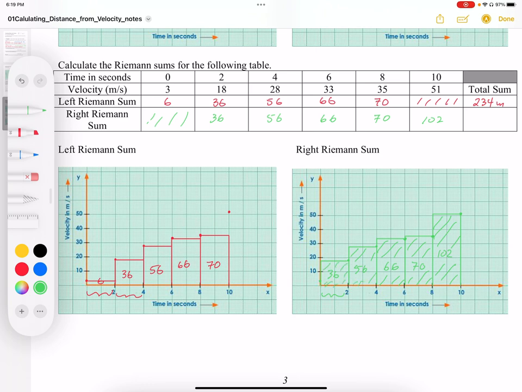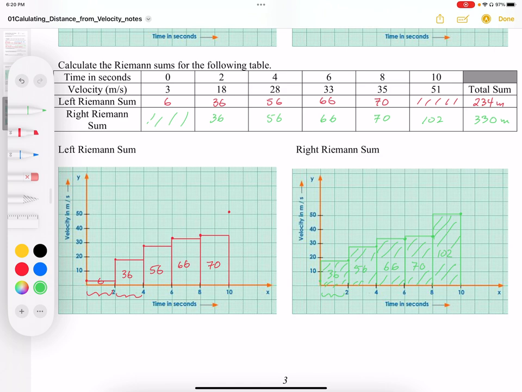Okay, so velocity is our vertical, meters per second, times the width, so meters per second times seconds gives us meters. When I add this all up, I get 36, 56, 66. That looks like to be 330 meters is the displacement for our right edge Riemann sum. And again, if this was a strictly increasing function, this would represent the upper bound of our estimate.